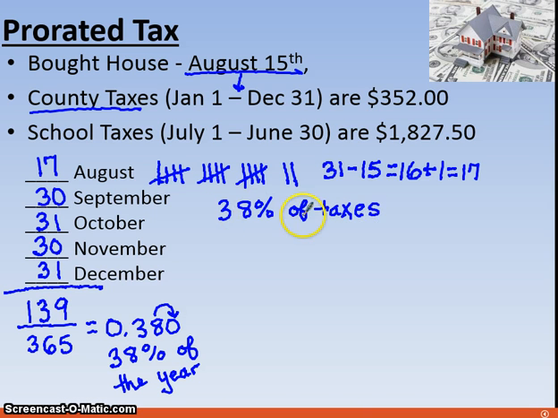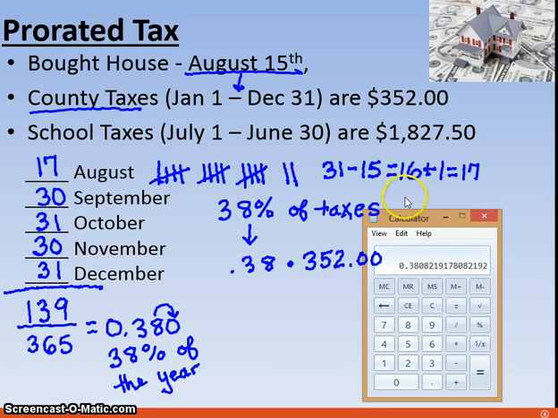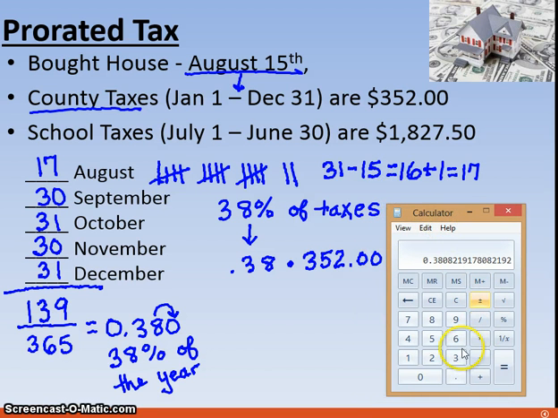Now to calculate a percent of a number, there are 3 steps. We first need to change the percent to a decimal, which would be 0.38, 38 hundredths, since percent literally means out of 100. Of means to multiply, and the county taxes are $352. Now, we could multiply this out on paper, but to save time in the video, we are going to use the calculator.